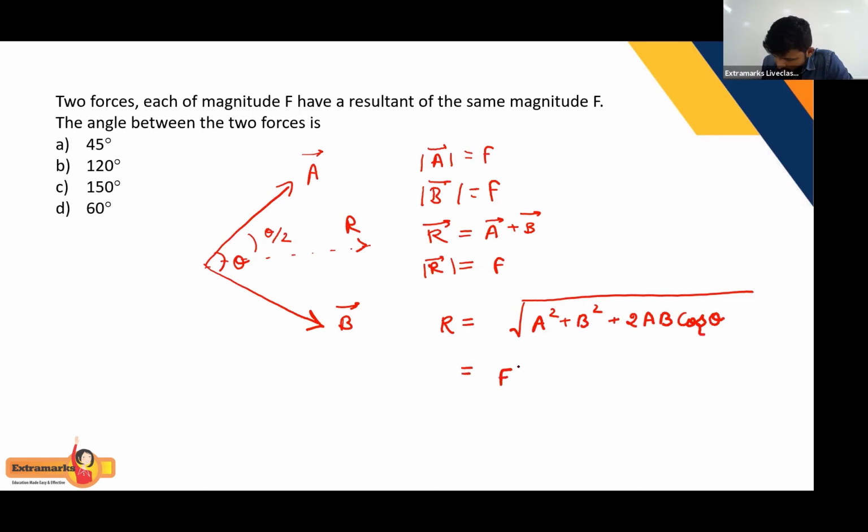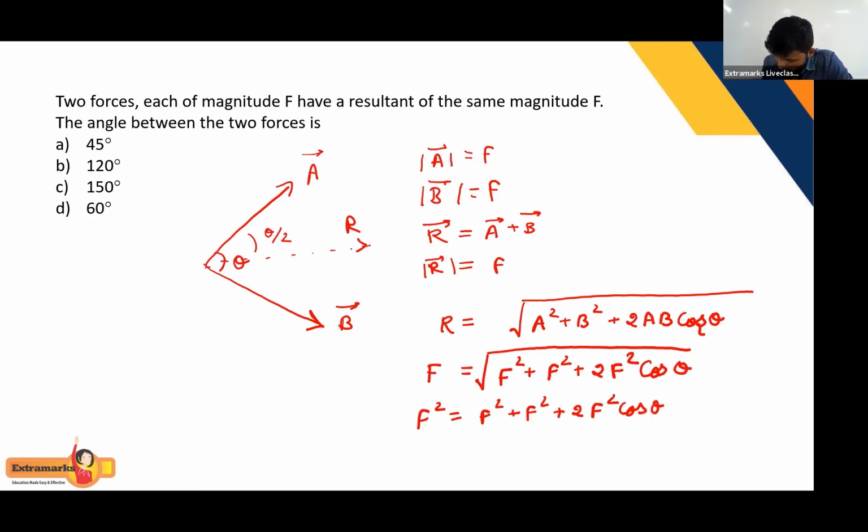So it can be written as f square plus 2f into f cos theta, and they're telling the resultant is also f only. I'm squaring both sides, you'll get f square equal to f square plus f square plus 2f square cos theta. So I can write minus f square equals 2f square cos theta. This f square gets cancelled with f square. So you get cos theta equal to minus 1 by 2. It means theta equals 120 degree.